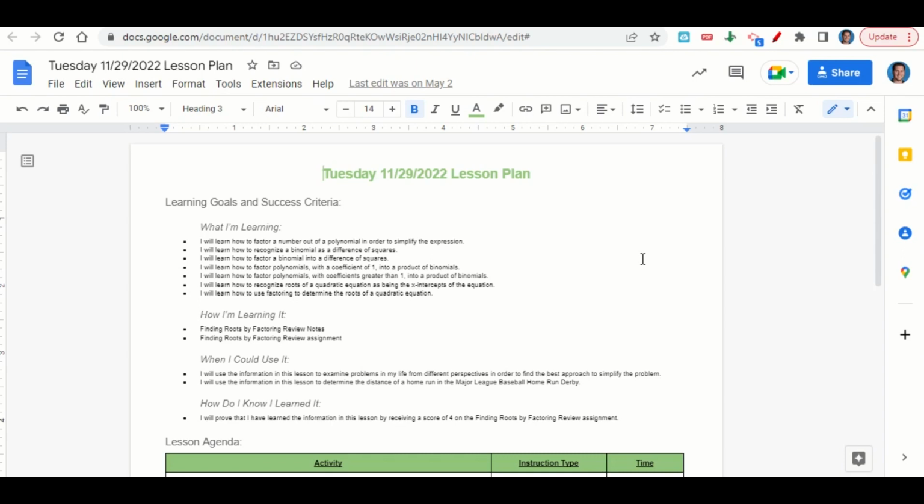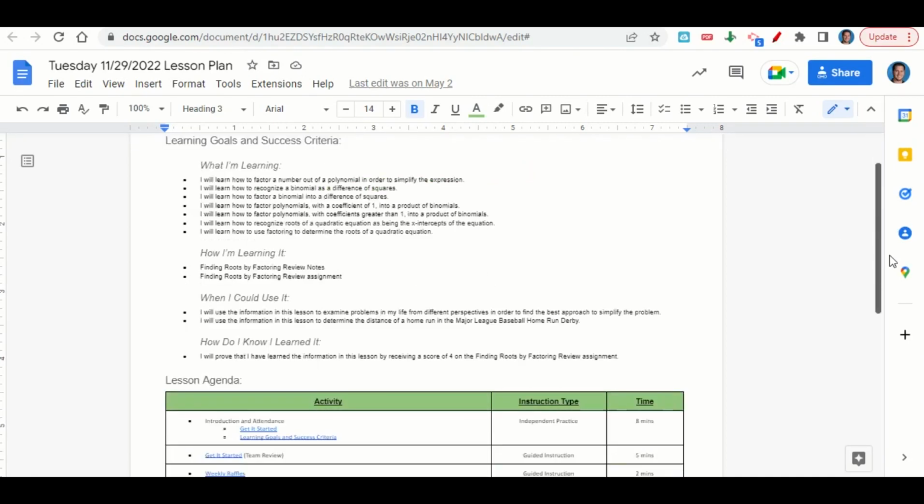How are we learning it? Through the Finding Roots by Factoring Review notes and the Finding Roots by Factoring Review assignment. When can we use this information? To examine problems in your life from different perspectives in order to find the best approach to simplify the problem, and to determine the distance of a home run in the Major League Baseball Home Run Derby. How do we know we learned it? By getting a score of 4 on the Finding Roots by Factoring Review assignment.